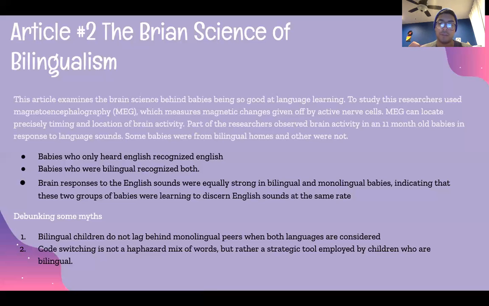And I like it also because it debunks some of the myths when it comes to bilingualism and babies and children. People think that bilingual children lag behind their monolingual peers, which is not true. Another one was code switching, which is when you perhaps speak both Spanish and English at the same time. For example, when I say, oh, I want to go afuera. Afuera is outside in Spanish. That's code switching. And it's not bad, it's rather a strategic tool employed by children who are bilingual. It's just you having a bigger toolbox to choose from. I can easily say outside and I can easily say afuera. I just say afuera because perhaps I think it sounds better at that time.